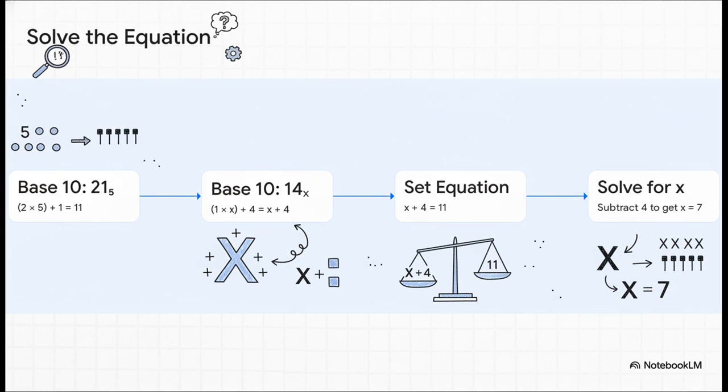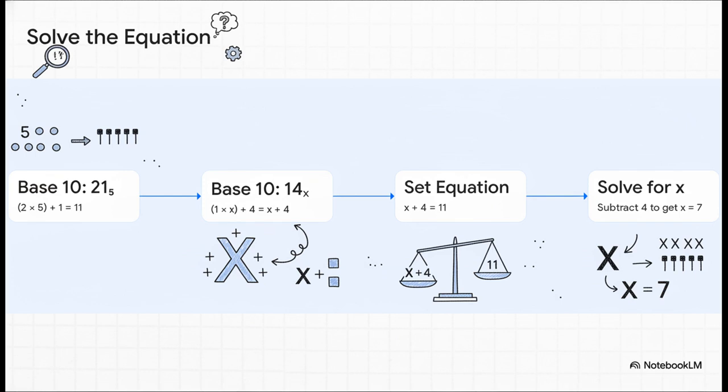Step 1, let's convert 21 base 5 into base 10. We take the first digit, which is 2, and multiply it by the base, 5, to the power of 1. That's 10. Then we take the second digit, 1, and multiply it by the base, 5, to the power of 0, which, remember, is just 1. So 10 plus 1 equals 11. Simple, right?